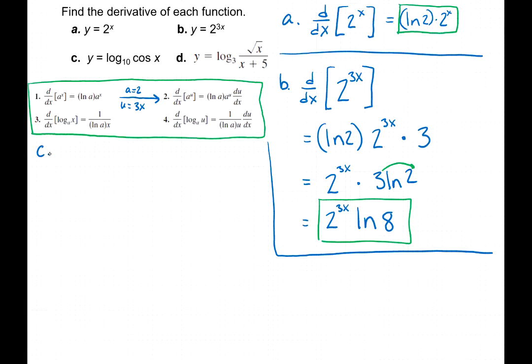All right, let's look at C. We want the derivative of the log base 10. Now we could drop the 10 because this is the common log. So if you just see the letters log, it implies it's log base 10. So the log of the cosine of x. So we are applying rule number 4. In this case, the a is the base of the logarithm, which is 10. And if u is a function of x, u is cosine of x.